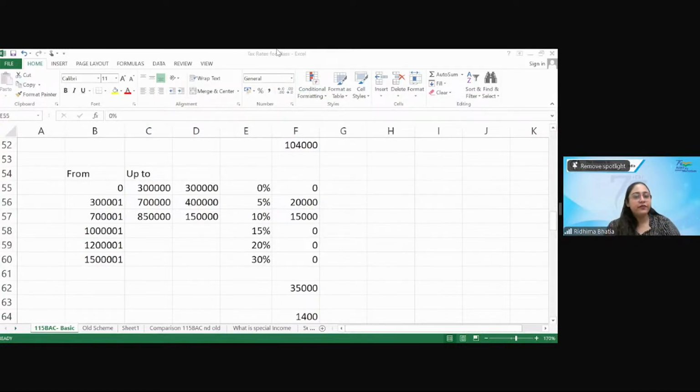Yeah, on 8 lakh 50, how will you calculate tax? First 3 lakhs nil. The next slab is 3 to 7, so 4 lakhs. Then the next slab is 7 to 10, but my income is only till 850. So 7 to 850, 1 lakh 50,000 at 10%. So there is no use of the 15, 20, 30% slabs.